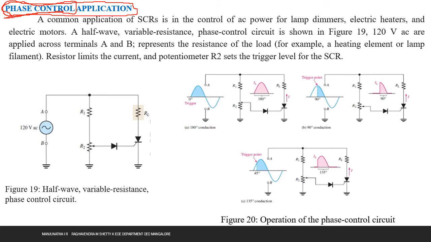Let me read out the statement. A common application of SCR is in control of AC power, like lamp dimmers, and electric devices like heaters and electric motors. Okay, so these are the possible applications where we can use phase control.